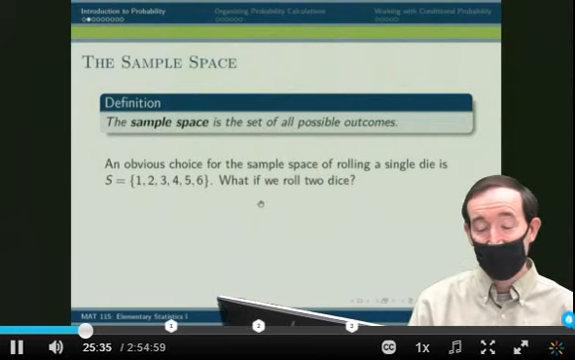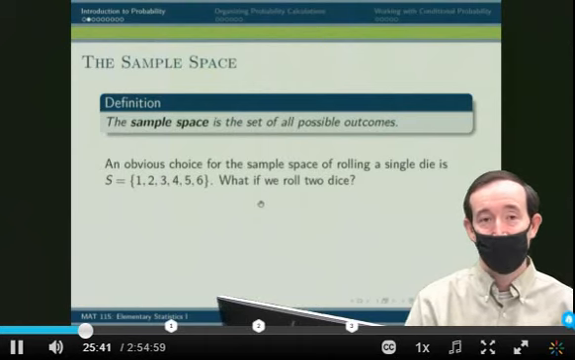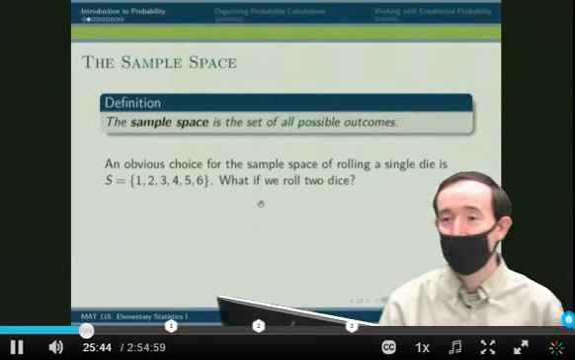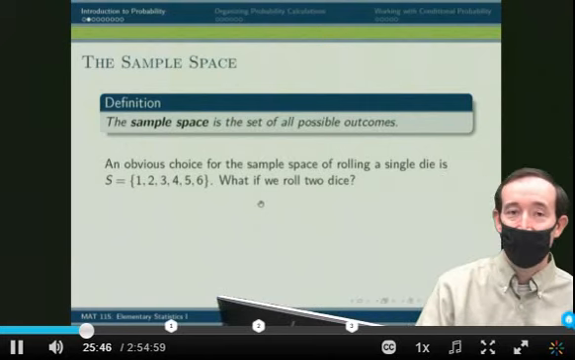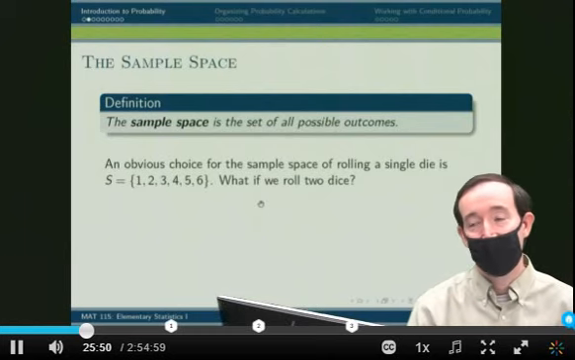And usually the way we'll write that is with ordered pair notation when we have two things together. So I would write the ordered pair 1, 1 as rolling, well, snake eyes, as is often called, 1 and 1. I'd write 1, 3 as a 1 on the first die and a 3 on the second.